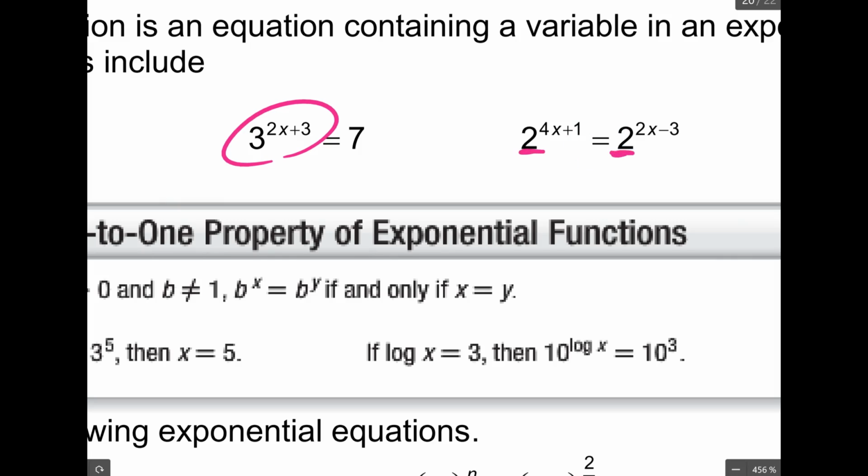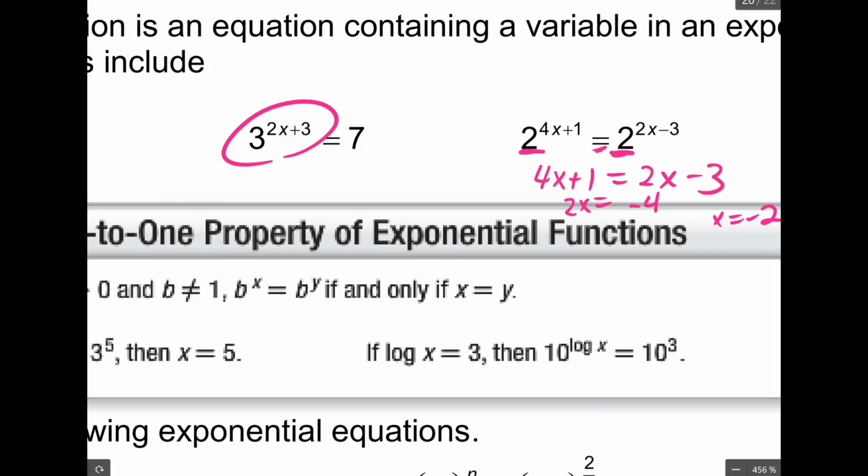Since the bases are the same, what I'm going to do is just set the exponents equal. Because both have a base of 2 and they have to be equal, I'll set 4x plus 1 equal to 2x minus 3. And then I can just solve for x. So negative 4 is 2x, and then we see x equals negative 2 for this first example.